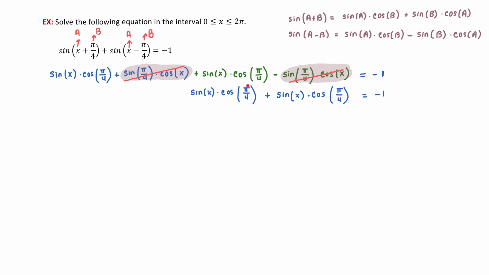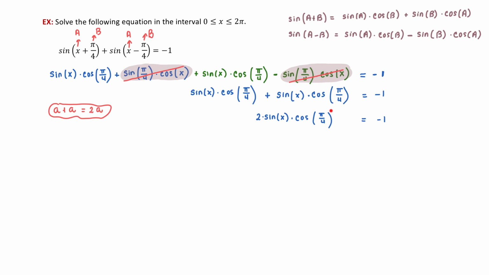Now look at this. These two expressions are identical, and they're both positive, so I can go ahead and add them. I can combine them. Remember, this is like having a plus a equals 2a. That's how we add two like terms. So in this case, we are going to have 2 times sine x times cosine pi over 4 equals -1.